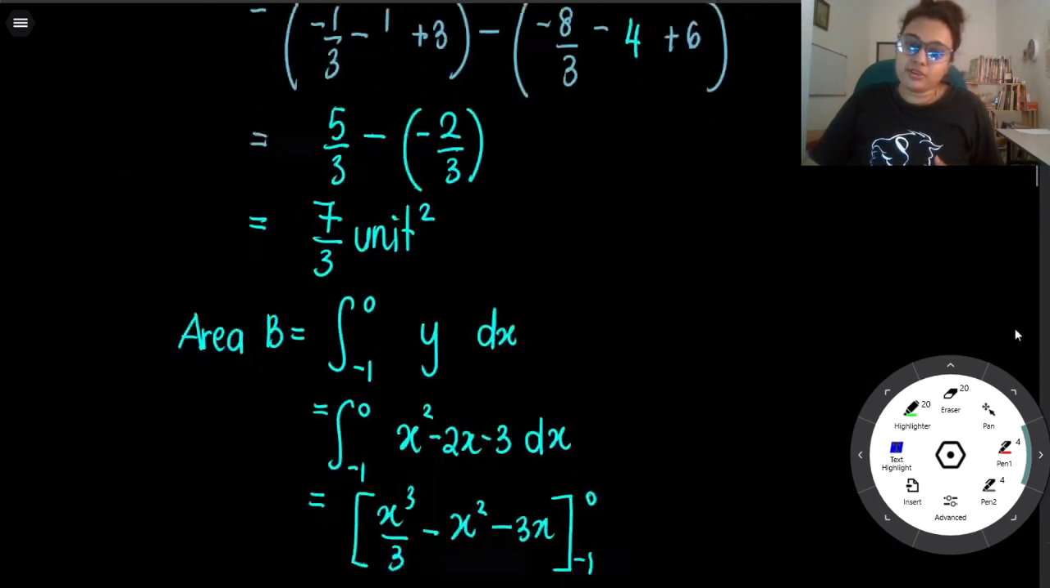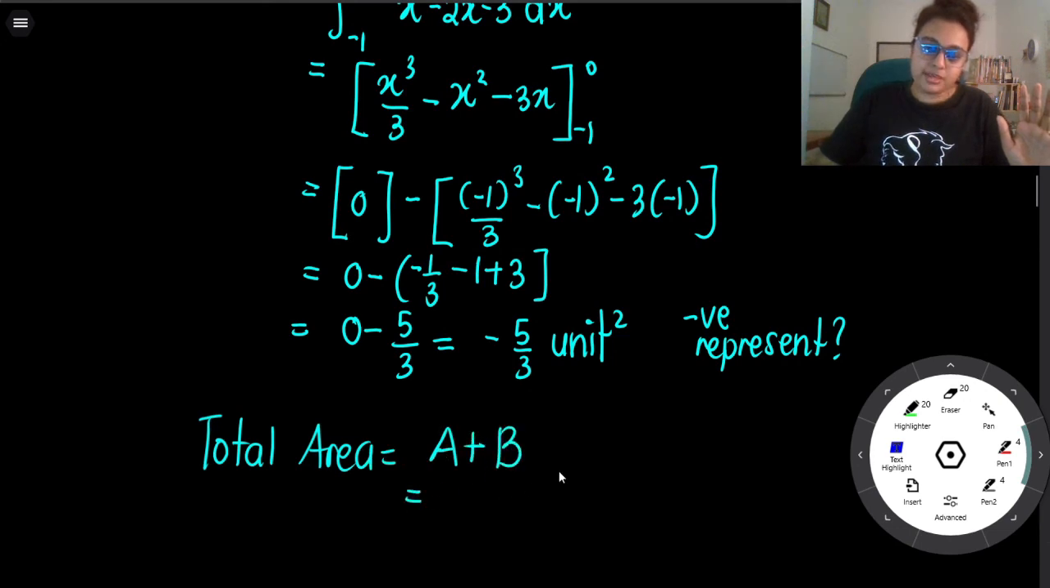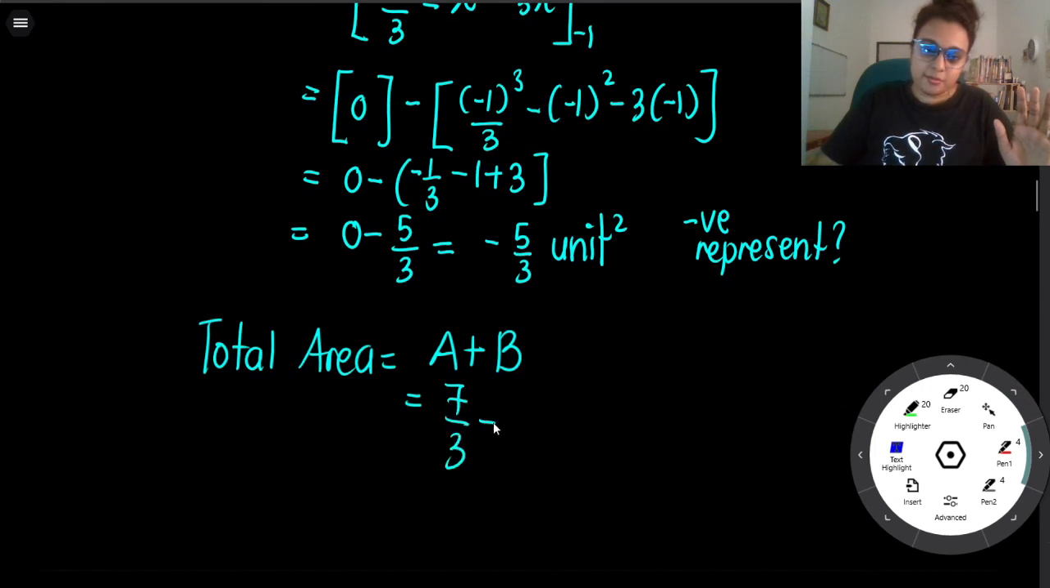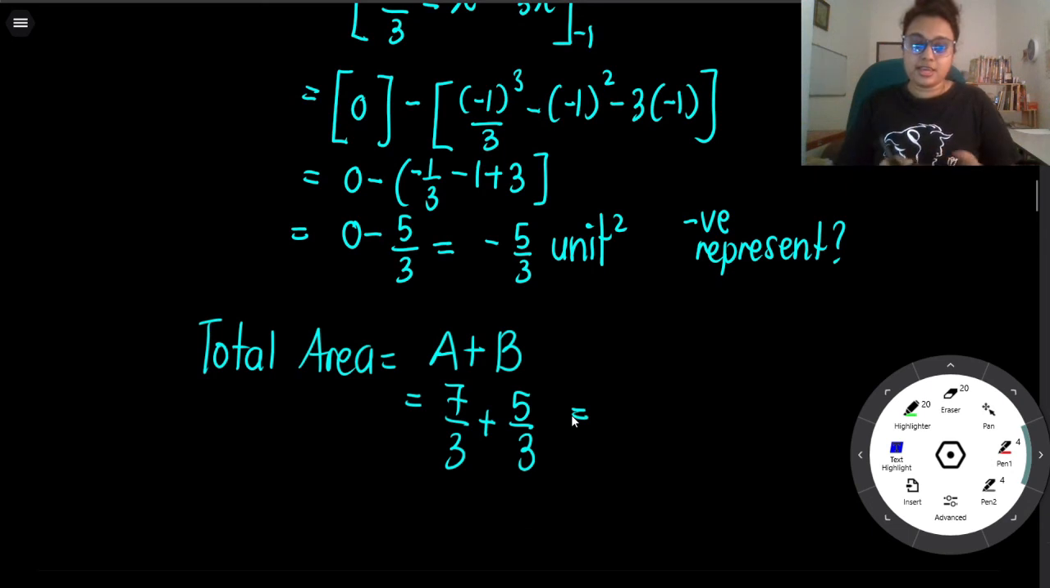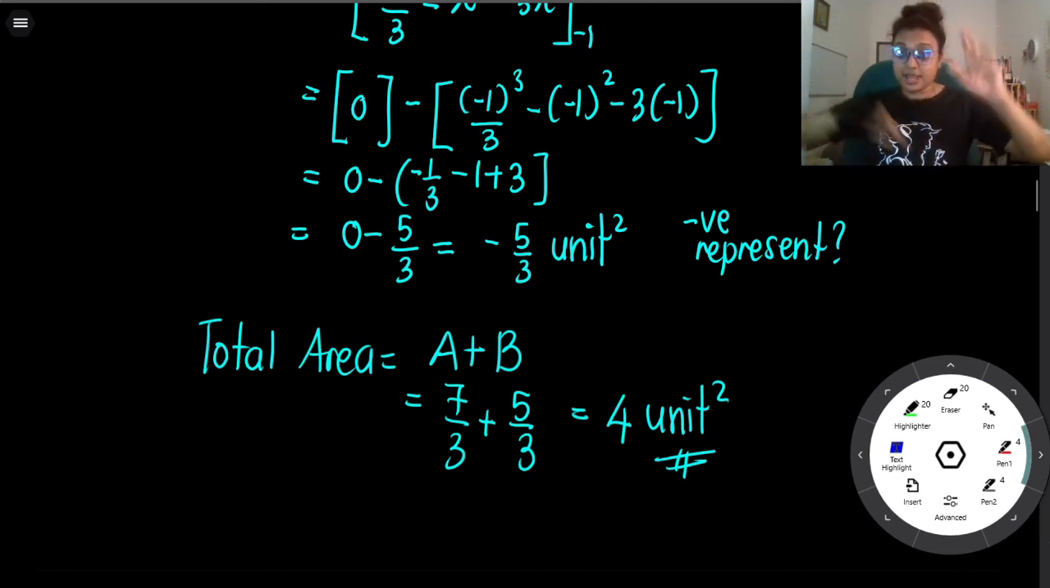So now we need to find the total. Total area will be the area of A plus the area of B. So area of A is 7 over 3 plus 5 over 3. You see, teacher didn't put the negative. So here you'll get 12 over 3, which is 4 unit square. I hope this example helps you guys for this kind of curve.